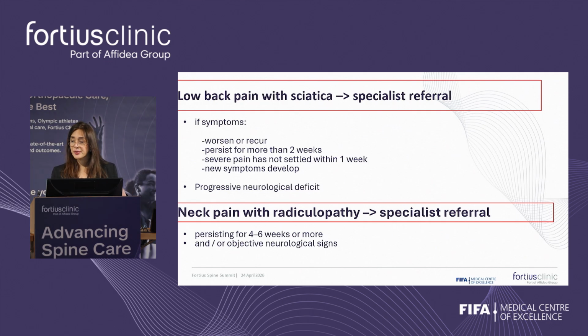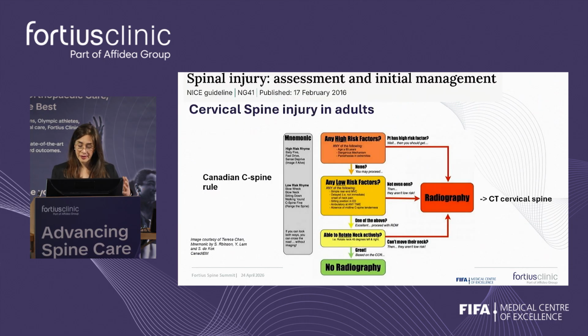So situations where you're going to refer on are really patients in the context of low back pain with sciatica, if the symptoms are worsening, recurring, or persisting for more than a few weeks, you can see the list there. If obviously they have a progressive neurological deficit, then you want to get an MRI. Similarly with neck pain, you may wait and have more of a conservative approach, and then if they have persisting signs, they'll then be referred and have an MRI.